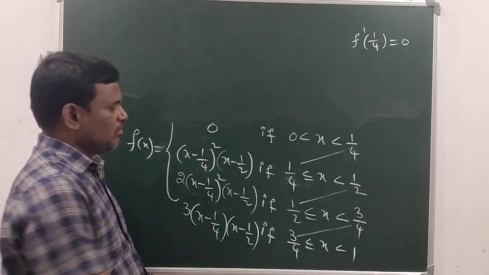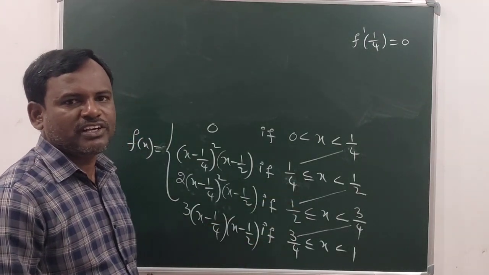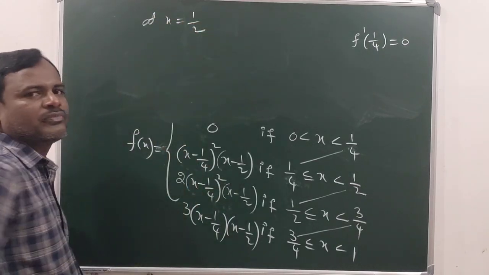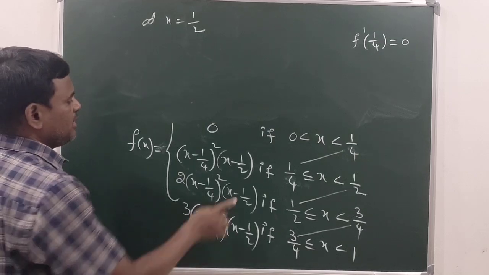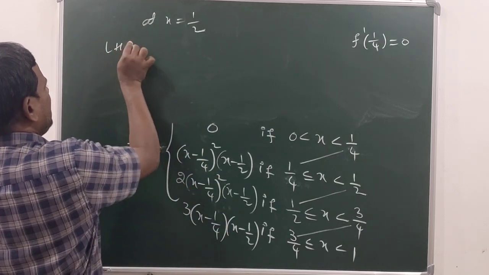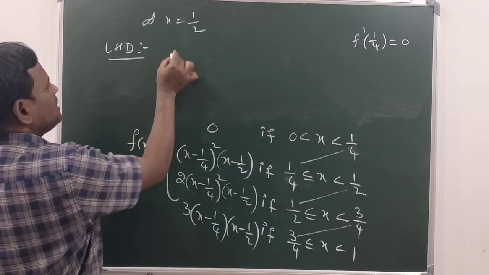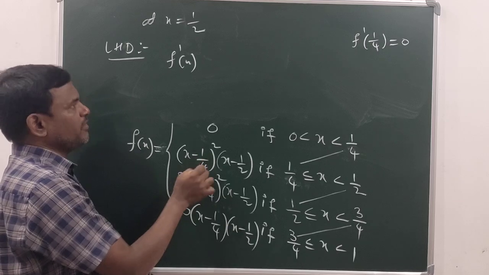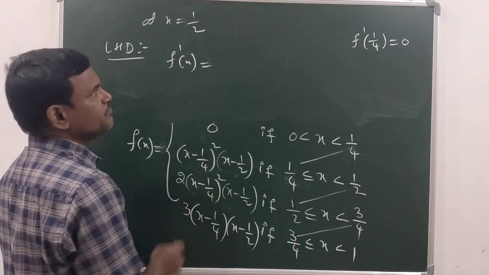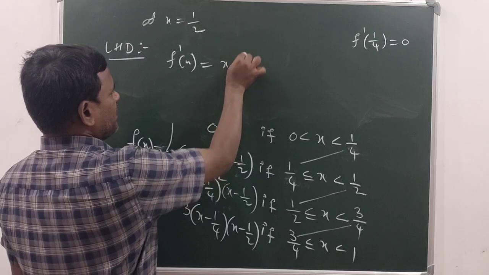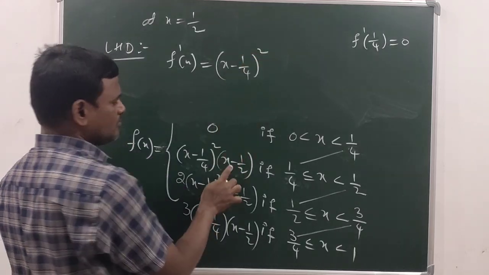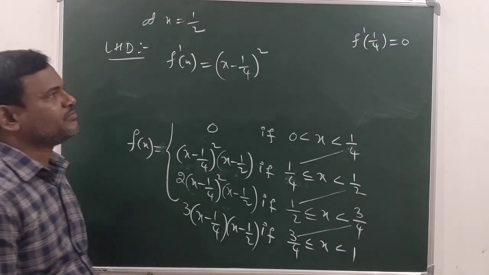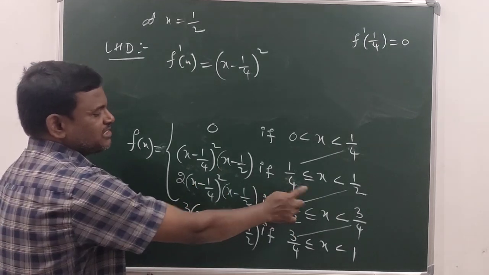Yes. Now at x equal to 1 by 2, do you want to check differentiability? You can. I am going to check it at x equal to 1 by 2. Okay, students. See, for LHD, which function you have to take? This function. Now do its derivative. So follow the UV rule. Keep x minus 1 by 4 whole square aside, and do the derivative of this. So what do you get?